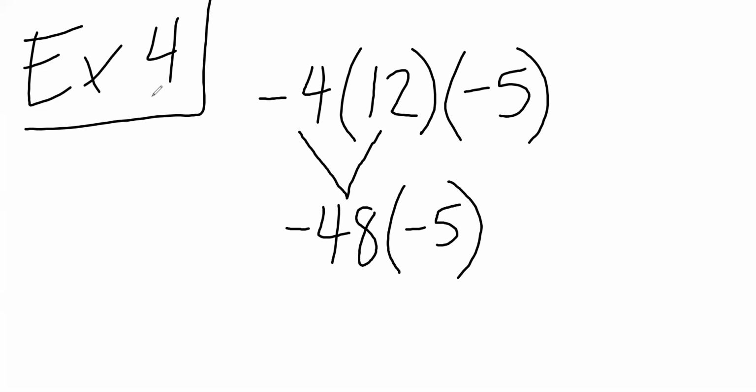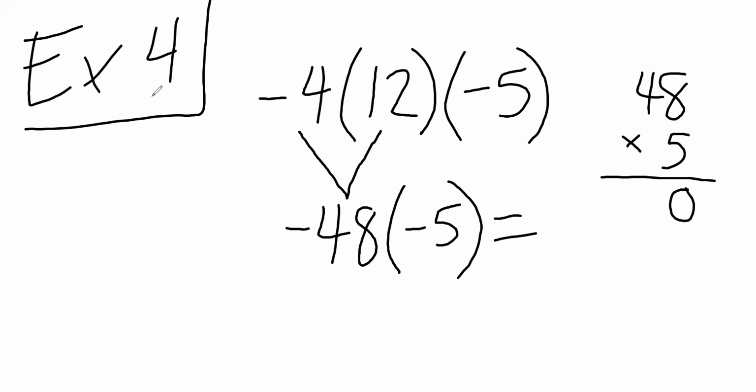Now I'm multiplying -48 times -5. Multiplying two negatives, I'm going to get a positive. You do that in your head? Okay, I was going to write it down here. 8 times 5, we got 40. 5 times 4 is 20, plus 4 is 24. So it's 240, positive 240. Two negatives make a positive. All right.